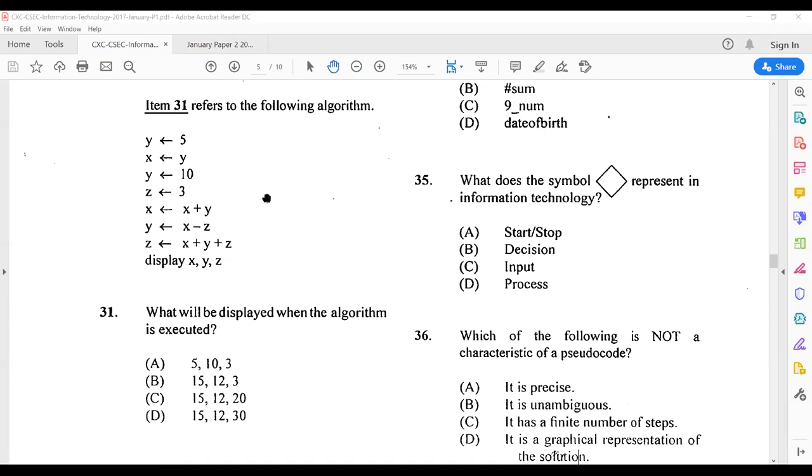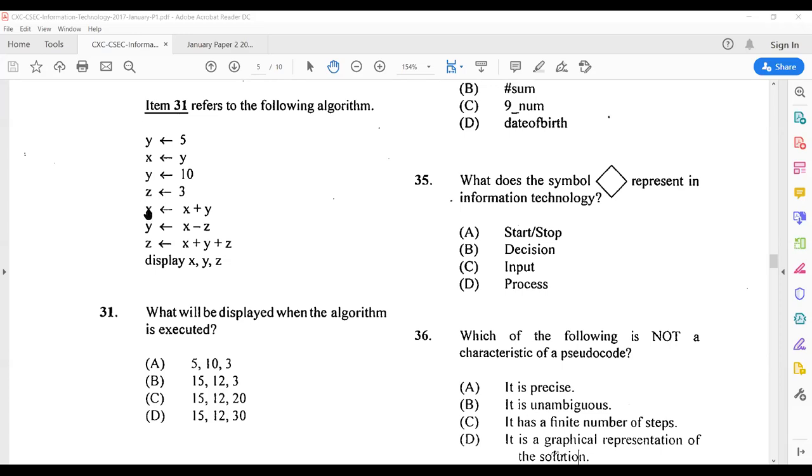Right, so let's go through it. We have Y is assigned a value of 5, so Y is 5. Then we say X is assigned a value of Y, so that means X is also 5. And then Y is assigned a value of 10, so the new value for Y is 10. So X is 5, Y is 10, and then the line after that, Z is equal to 3. So we have X is 5, Y is 10, Z is 3.